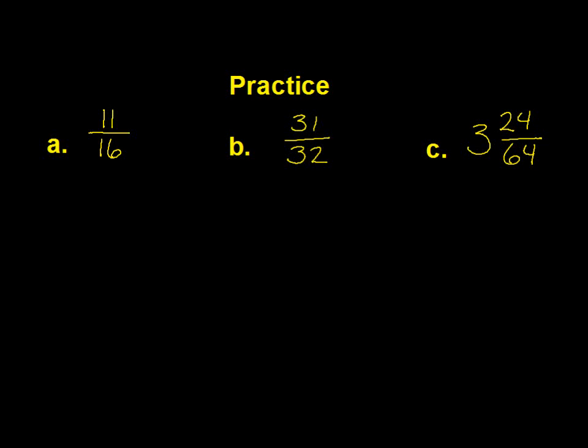Alright, on to practice. Let's go with our first one. We have A, 11/16. So we have 11 in the house and 16 on the outside. And I'll throw a couple of zeros in for good measure, as well as a decimal point. I can see 16 goes into 11 0 times.